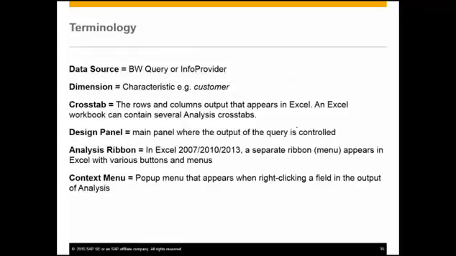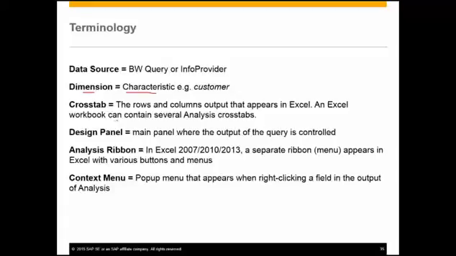A little bit about the terminology or concepts that are used in this tool, and you will find a lot of similarities between the concepts here and the ones in BEx Analyzer, because basically the two are very compatible. So data source again is either a query or an info provider. Dimension is the same as characteristic in BW. And crosstab, as I mentioned earlier, is basically the analysis grid in BEx Analyzer.